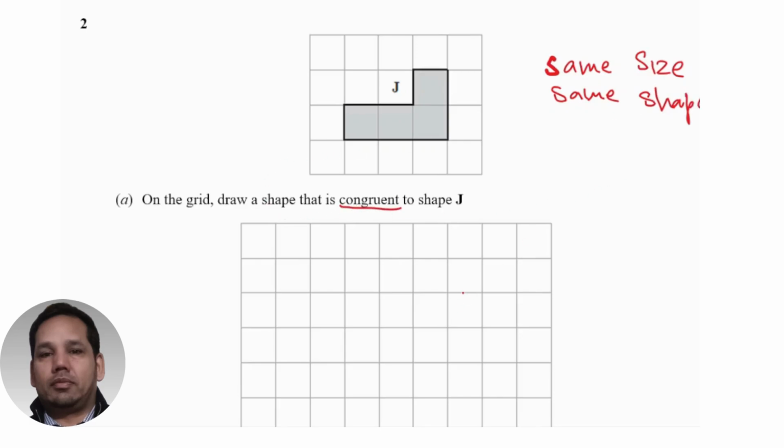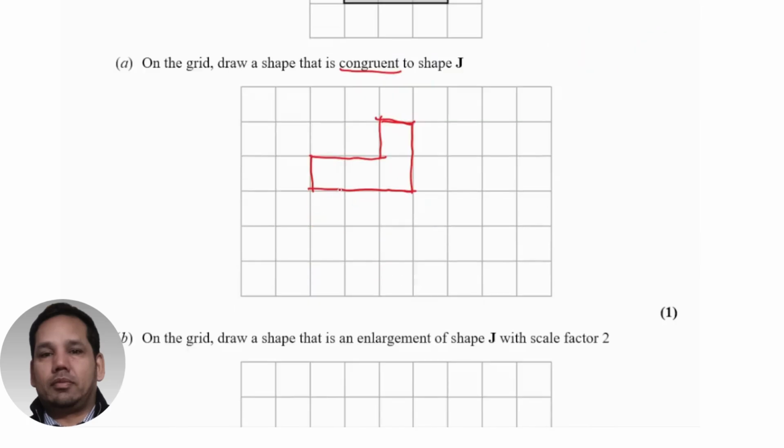Okay, so just copy the same diagram. Actually, it doesn't make any difference. So 1, 2, 3 squares. We're going to draw 1, 2, 3 squares over there. 2 squares on the right. 1, 2, 1 over there, 1 over there, and 2 on that side. So that is our congruent shape. Okay, let's see how many marks it is. That is 1 mark, a simple question.